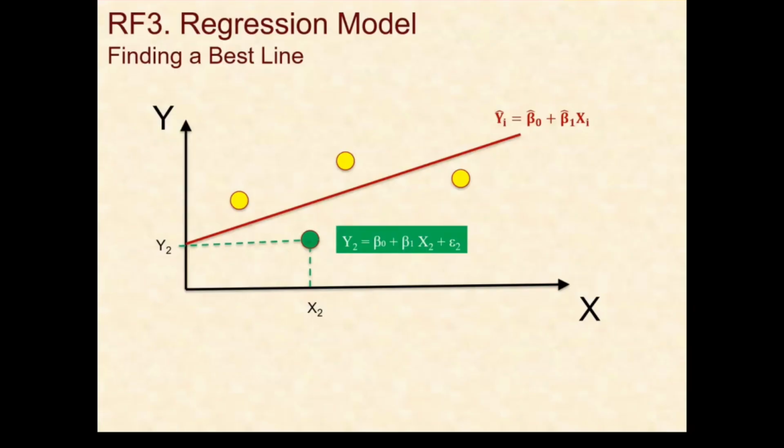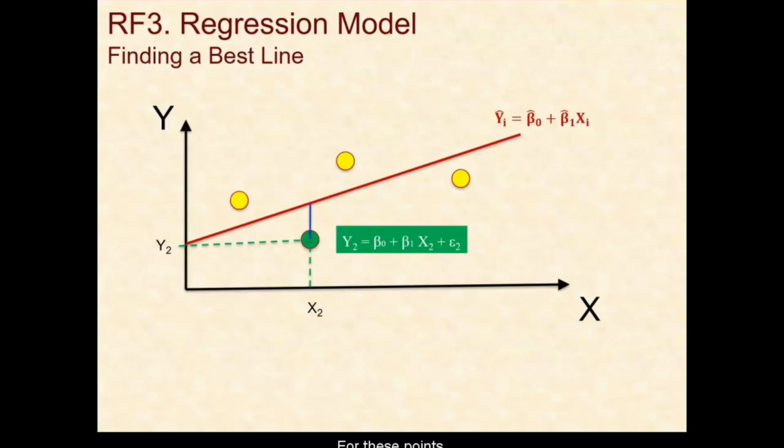Beta naught, beta 1, and epsilon 2 are all features of the process, and as such unknown. Y equals beta naught plus beta 1 x plus epsilon is the process model. It is our hypothesized model for what is happening in the real world. And each of the other points in the scatter plot has a similar equation associated with it for i equals 1, 3, and 4.